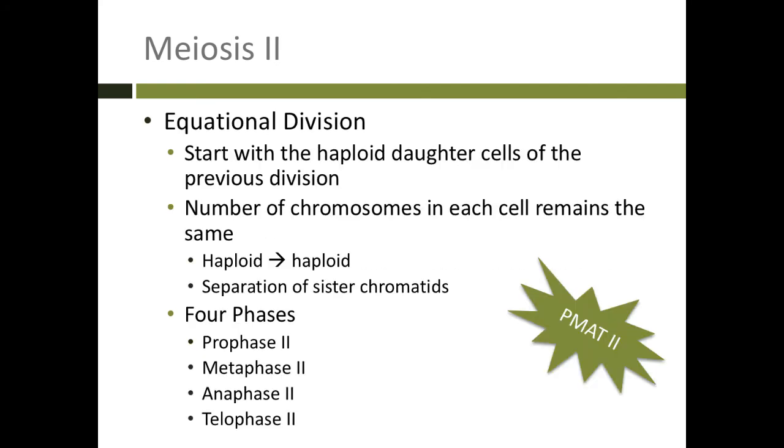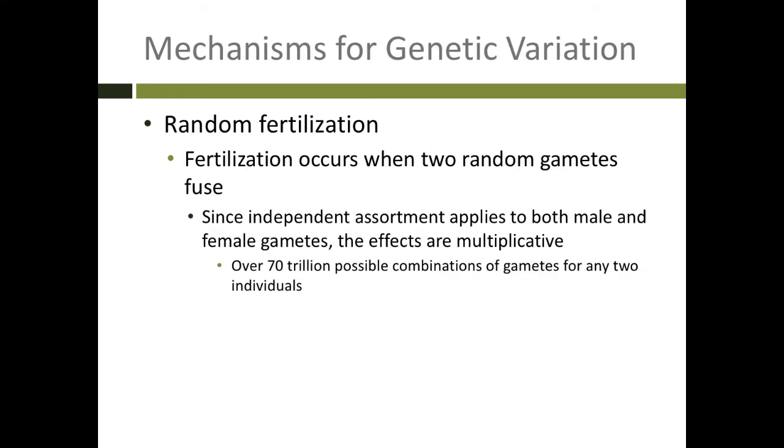In meiosis II, it's essentially the same thing as mitosis. There is no duplication of DNA that happens here. We are going straight into meiosis II from meiosis I. We're going to be splitting up those two daughter cells. There are 4 phases to meiosis II. The difference here is that in anaphase 2, we're going to pull apart the sister chromatids, so each daughter cell will end up with a single chromatid.